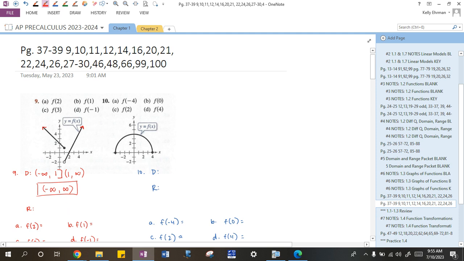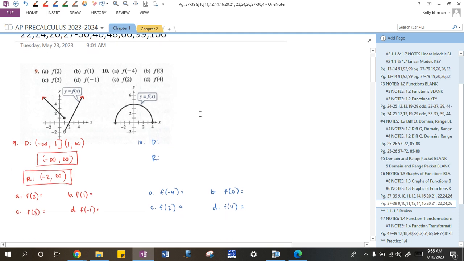And then as far as the range, the lowest point is -2, not including -2. And now this branch goes all the way up to infinity. The other one starts from 1 to infinity, but if we just say everything from -2 to infinity without including -2, that encompasses the second piece of that function too. So there's our range.